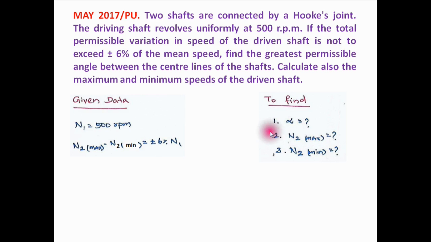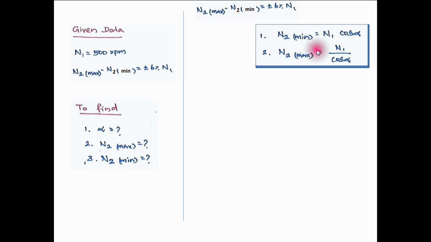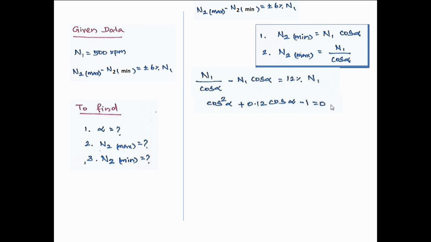To solve this problem, we need these two formulas. Take this given condition. Substitute the formula of maximum n2 and n2 minimum. These are the formulas. Substituting these formulas in this equation, we get this equation. Cancelling n1 from all the terms and reducing this equation, we get this quadratic equation. Solving this quadratic equation, we get alpha equal to 19.64.